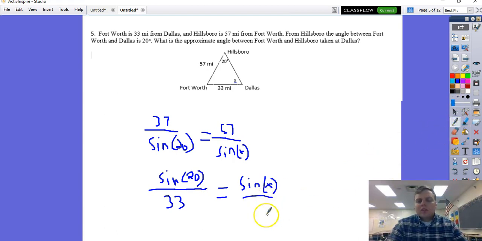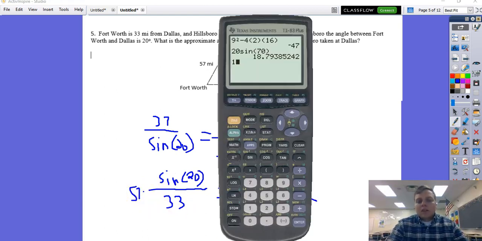Okay, so now I need to solve for sine x. Well, first, I have to get sine x by itself before I can solve for x. So I'm dividing by 57, so I need to multiply both sides by 57. That's going to cancel, and that's going to cancel. And this is going to be some weird decimal number, so let's go ahead and get it off my calculator. It's 57 times sine 20. Now, if you were not in degree mode, you would need to make sure you change yourself to degree mode. I just changed myself to degree mode a second ago, so I know I'm doing okay. Press enter, and I get 0.59.